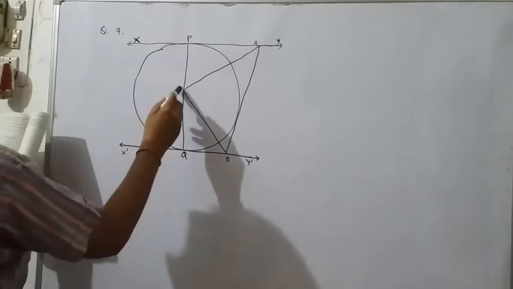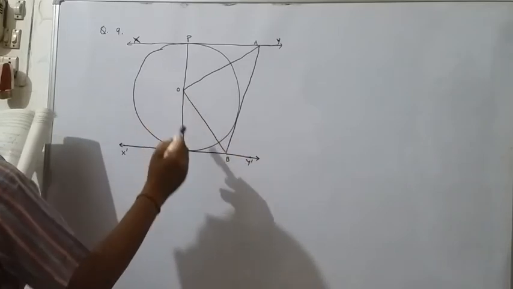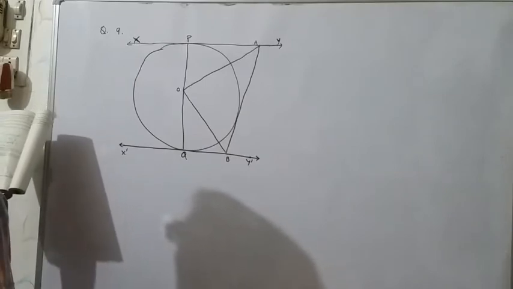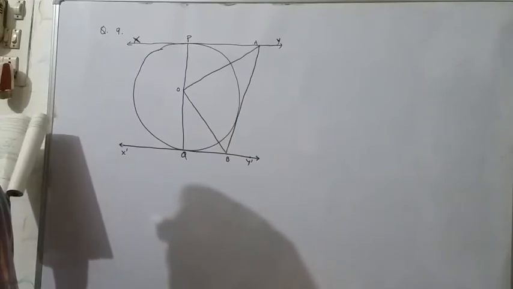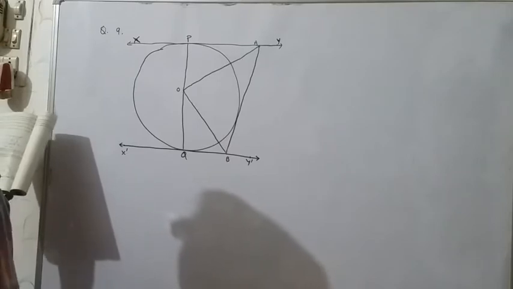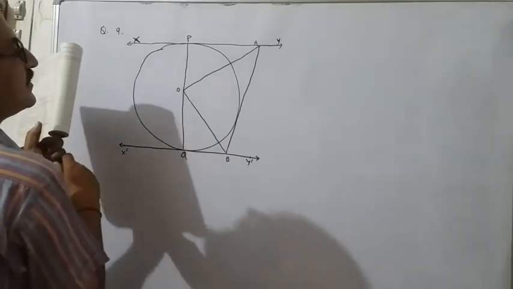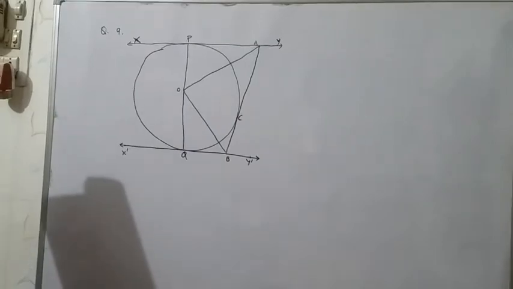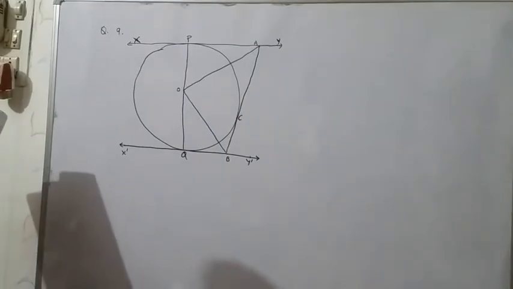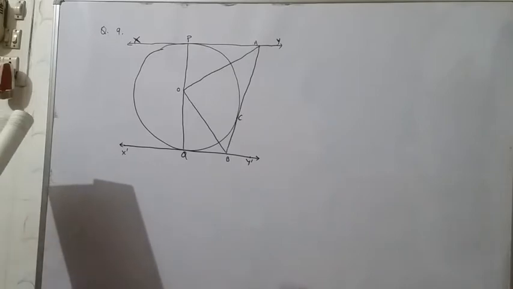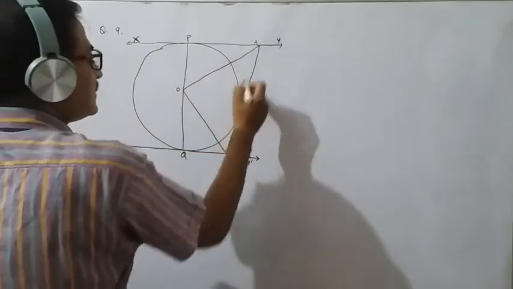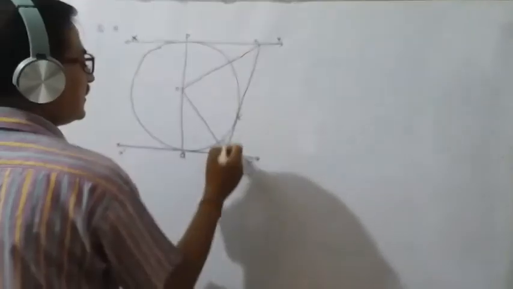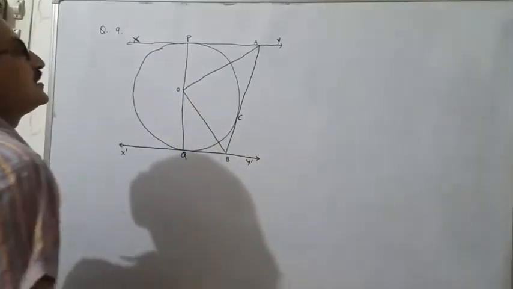They are tangents to a circle with center O, and there is another tangent AB with point of contact C. This is the point of contact C. AB intersects XY at A and X dash Y dash at B. So this is given in the figure.